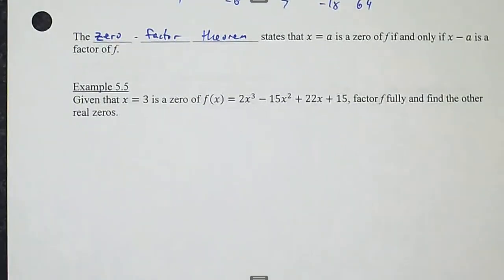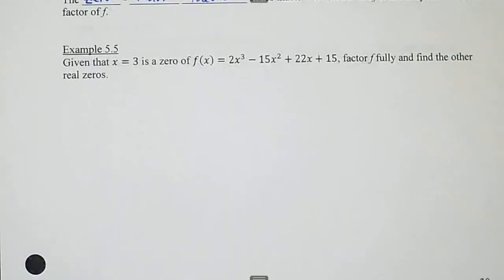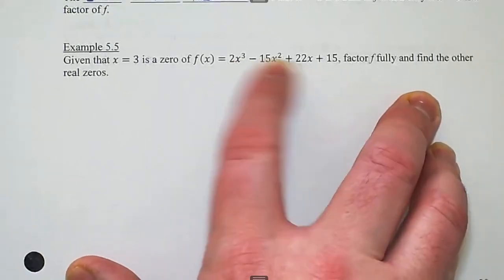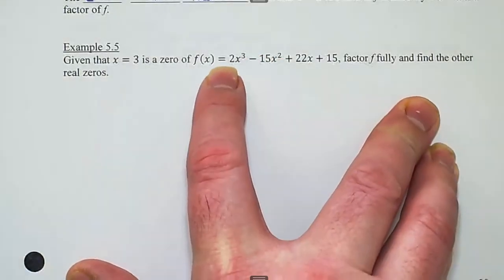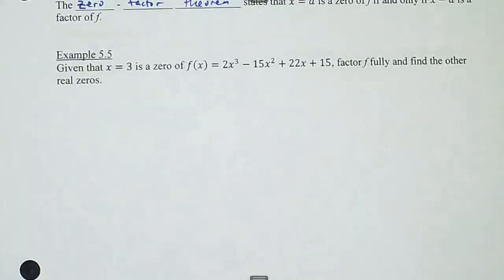All right, so let's take a look at how we can apply that knowledge. Given that x equals 3 is a 0 of this polynomial, can we fully factor it and find the other real zeros? I want to point out that this is definitely not groupable. The ratio from this term to this term is not the same as that term to that term. If you recall from back in the previous lesson, I think it's 3, we talked about when things were groupable. Well, we couldn't use grouping here. We'd have to use some sort of division.